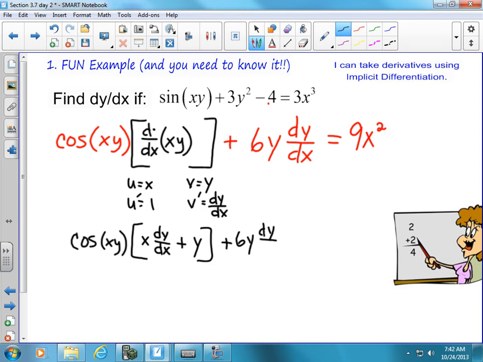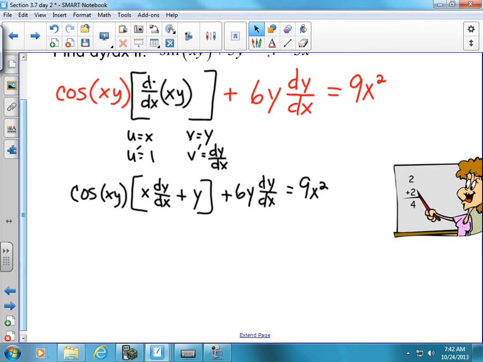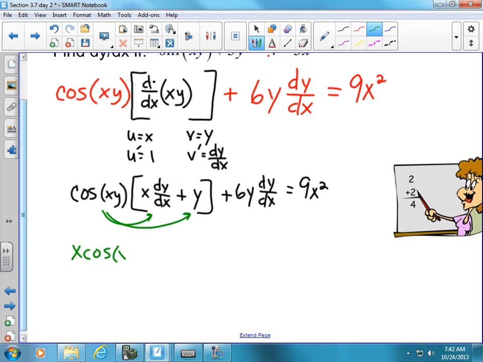Okay. Let's distribute our cosine of xy to both terms inside the bracket. Please be very careful doing this. Don't forget your algebra skills. We multiply cosine times x dy dx. I rewrote it a little bit. I'm going to put the y in front on this term, y cosine xy, and then we're going to write the rest of our implicit differentiation.